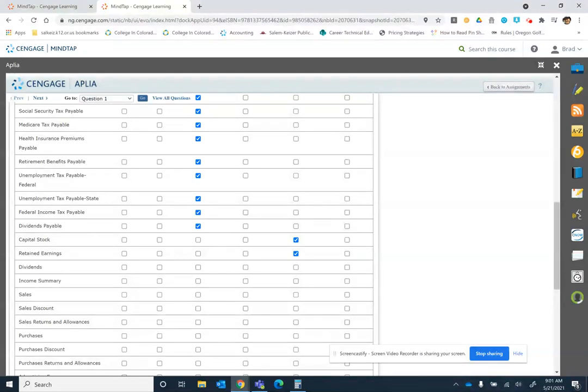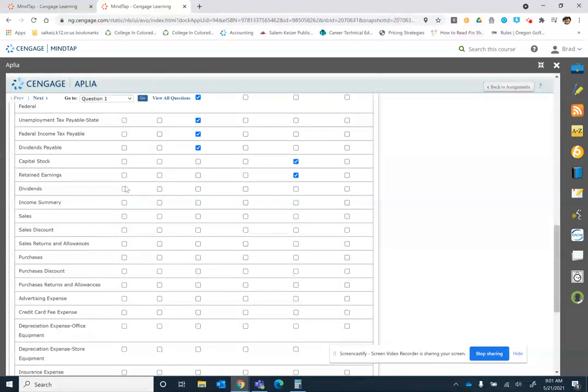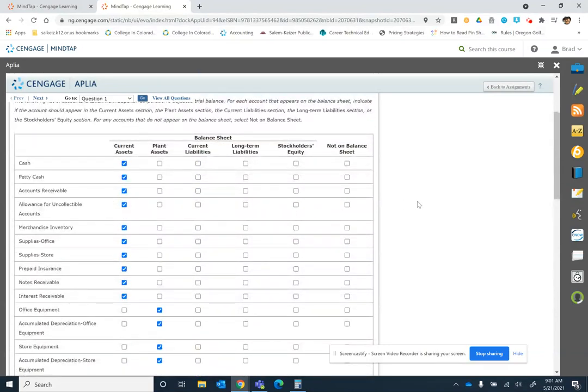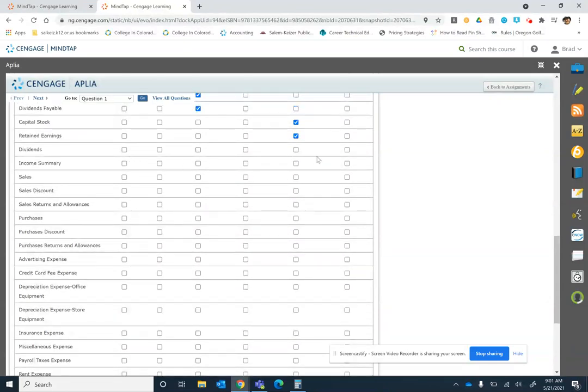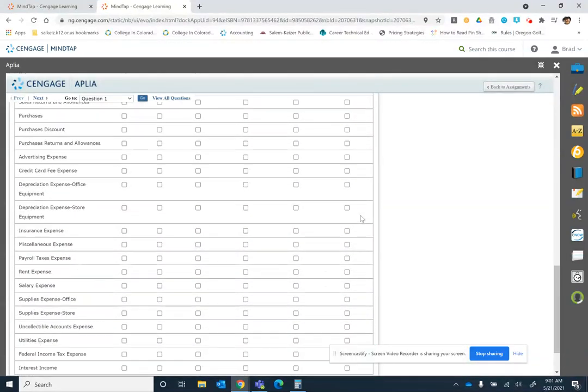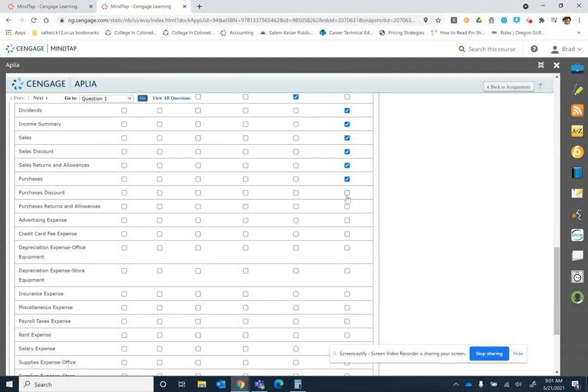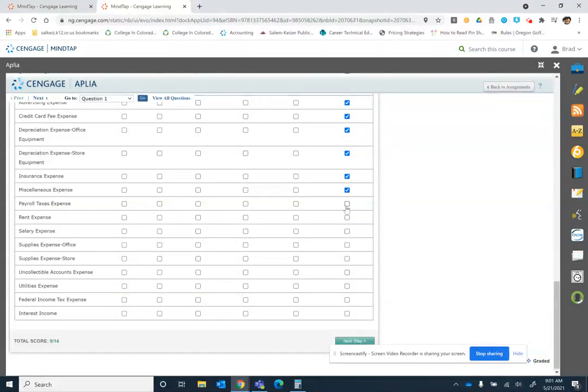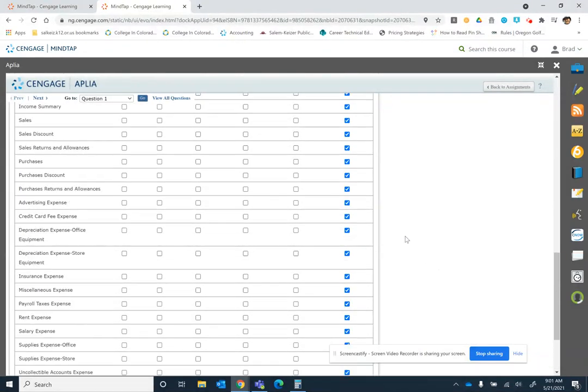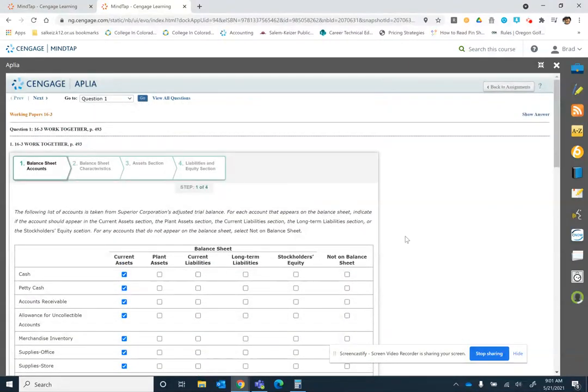Then the next thing we've got is our dividends, all the way through our interest income, which is not on our balance sheet. So any of these things, from our dividends all the way down to our interest income, are not going to be included on our balance sheet. And that's going to take care of step number 1, where we're organizing our thoughts and identifying which accounts are going to be included in the balance sheet and which ones are not. I'm going to go on to step number 2 at this time.